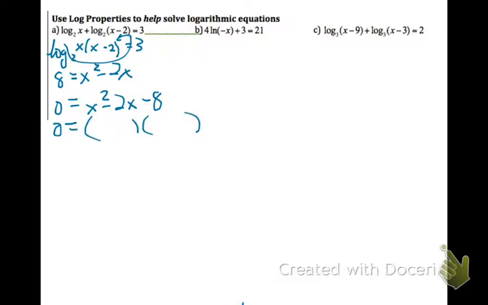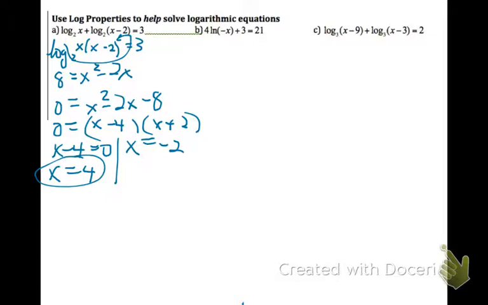So two numbers that I'll multiply to give me negative 8 and combine to give me negative 2, which is negative 4 and positive 2. Set them both equal to 0, so x equals positive 4 and x equals negative 2. We need to check these. So we put them back into the original. I get log base 2 of 4 plus log base 2 of 2 equals 3. And that does check. When I place negative 2 in, I cannot have a log that is negative because there's no power that I can raise my base of 2 to that'll give me a negative number.